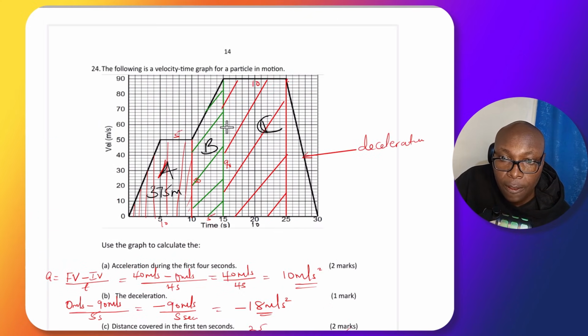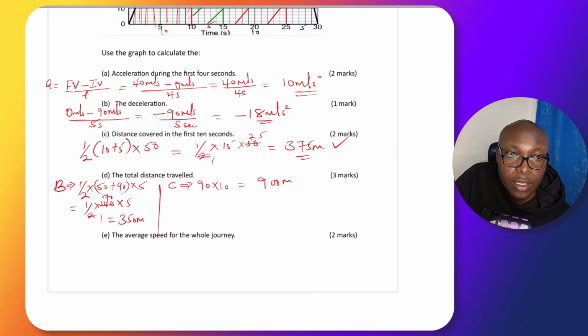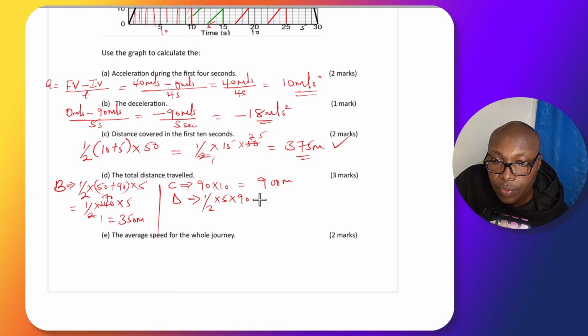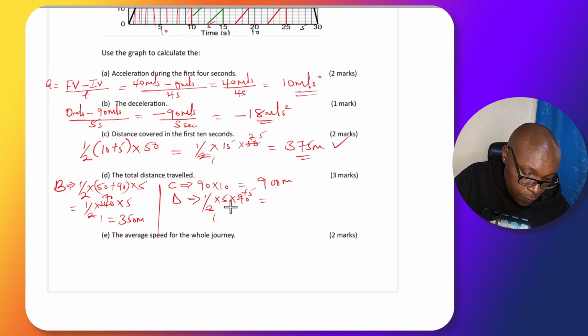And then the last one, this is D, which is a triangle. From 25 to 30, that length is 5, and the height is 90. It's half times base times height, so half times 5 times 90. This gives 45 times 5, which is 225 meters.